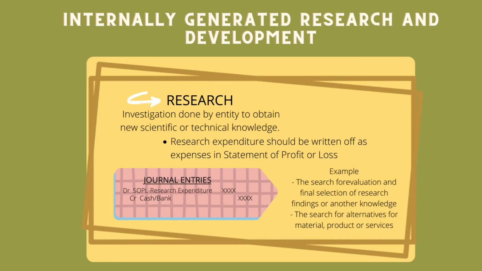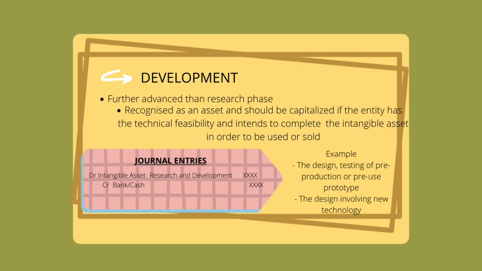Next, internally generated research and development. The recognition criteria are the same as the other intangible assets. However, we must first classify these into research phase and development phase. Research phase is where an investigation is done to obtain new knowledge. Any expenditure incurred in the research phase will be written off as an expense in the statement of profit or loss. This is because it is still uncertain that there will be any revenue generated from the future product.